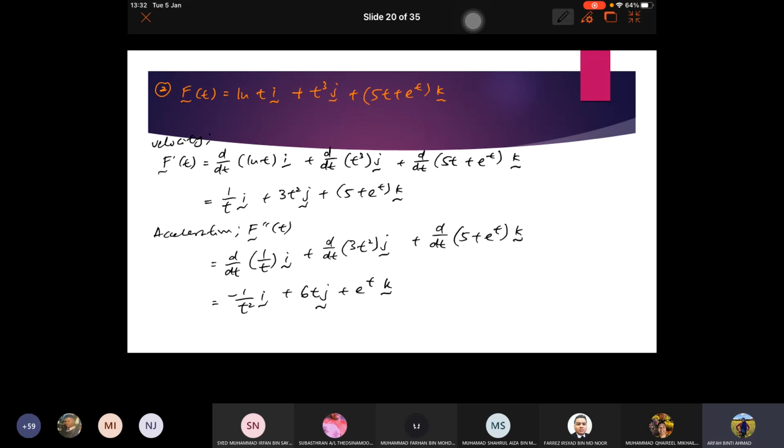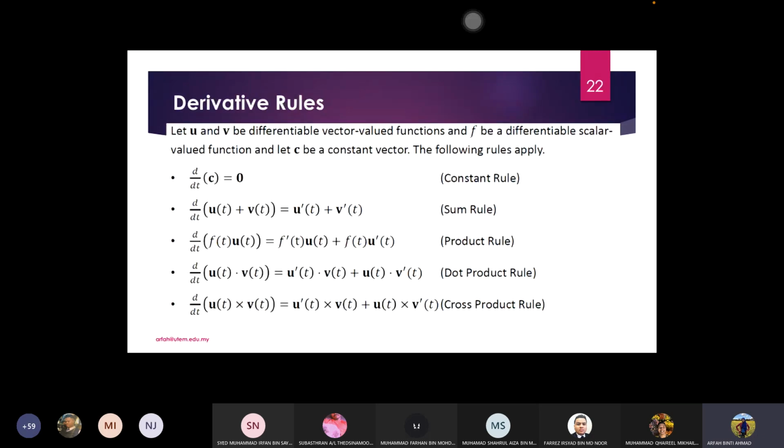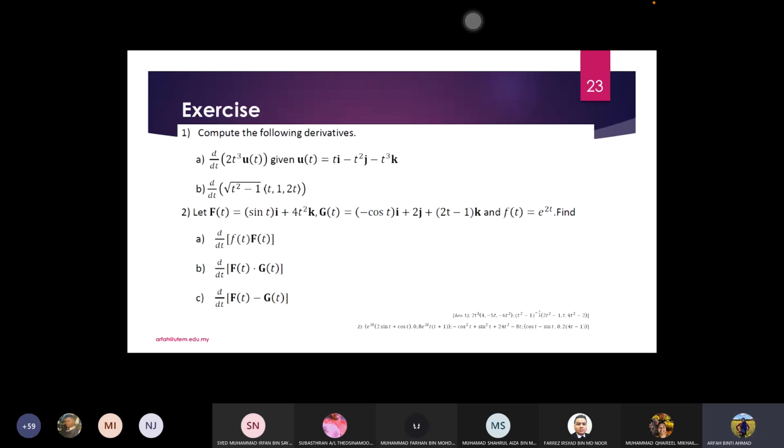Okay, done lah. Hopefully everyone is done with this one. How you are going to find the derivative of the vector function? Dia sebenarnya simple je. Awak derivatifkan setiap component of the vector function. So derivative setiap component of the vector function, then only you will get the answer for that one. Okay. So if you are done with this one, ni ada exercise, boleh try by yourself. Derivative rule kita dah tengok tadi, exercise yang ini pun boleh try by yourself.